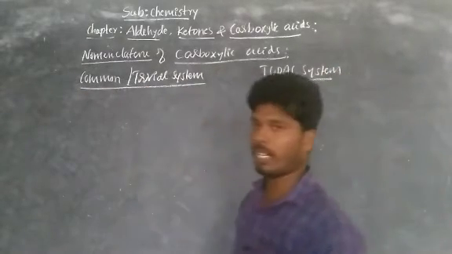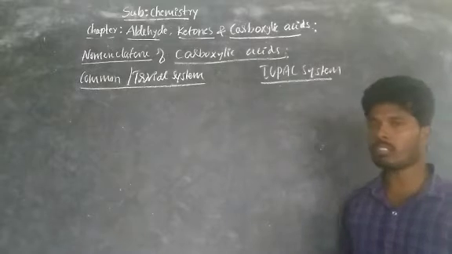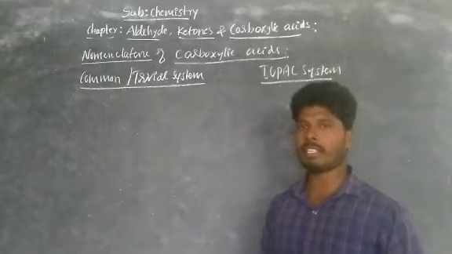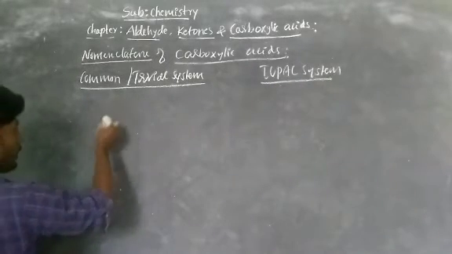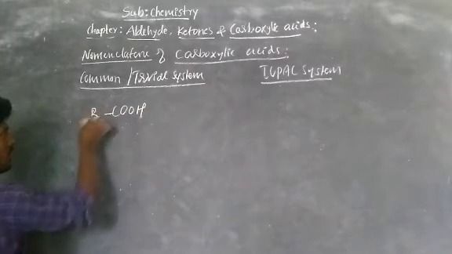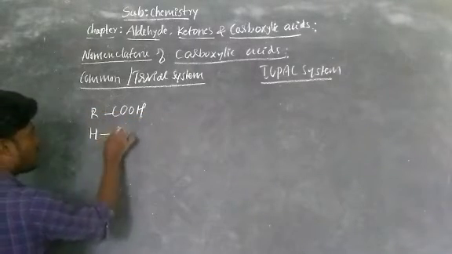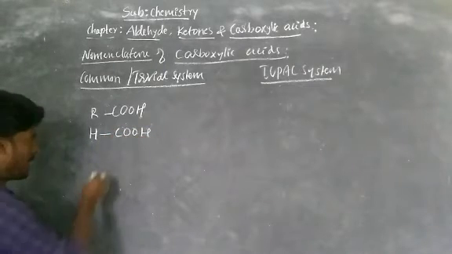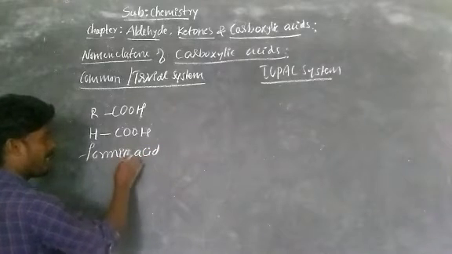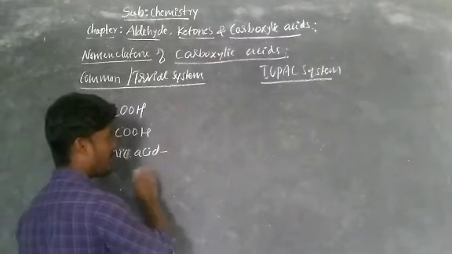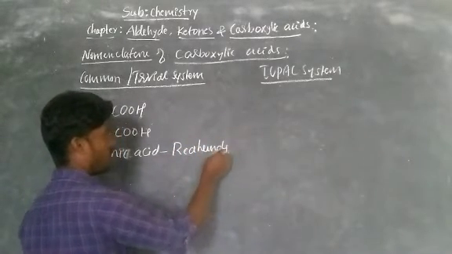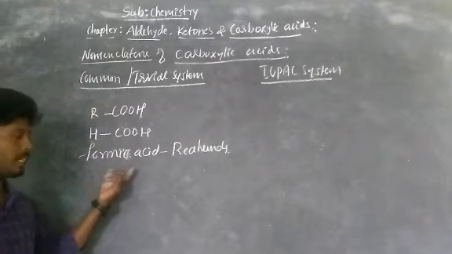In the common system or trivial system, the name is given based on the source from which the compound is obtained. For example, formic acid is the first acid. You know the functional group of carboxylic acid is COOH, and the general representation is R-COOH. In place of R, I write hydrogen, the first compound you get. This is called formic acid. Formic acid is obtained from formica, that is red ants.